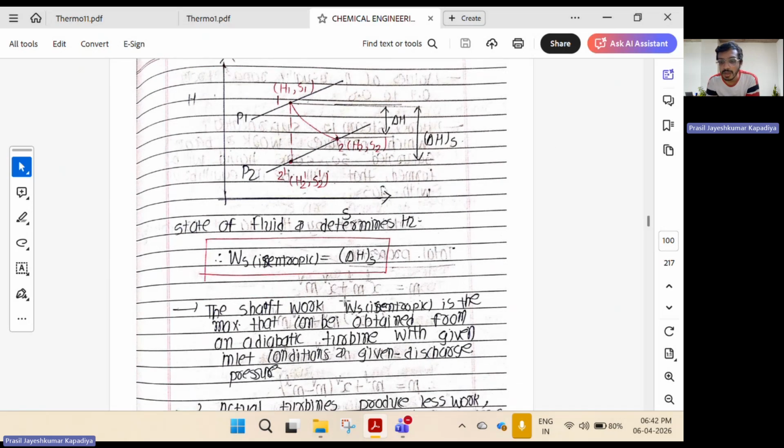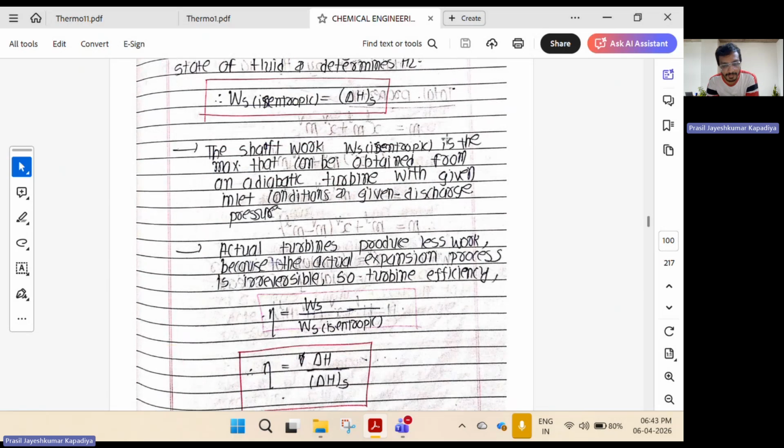The isentropic shaft work Ws is the maximum work that can be obtained from an adiabatic turbine with given inlet conditions and given discharge pressure. So this is the maximum we can do, but in reality we are not going to get that. So we define the efficiency. Actual turbines produce less work because the actual expansion process is irreversible.